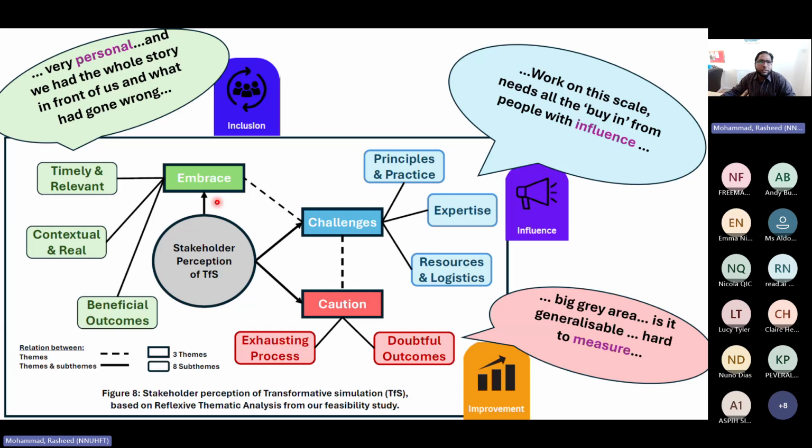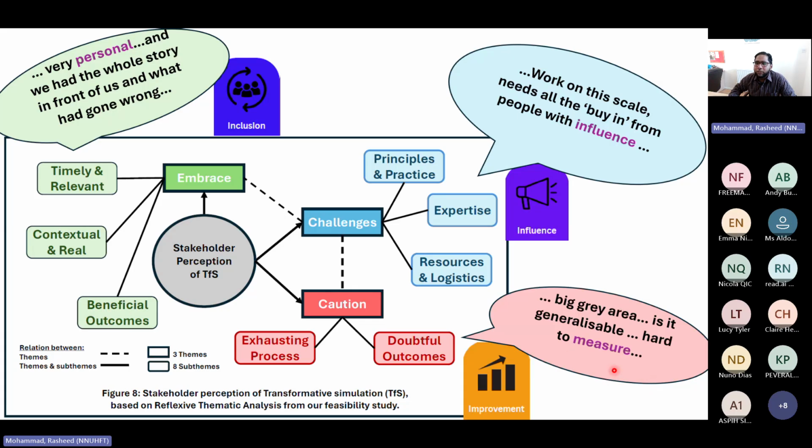And what we found is that they had just gone through, in the last year, these serious incidents, and they found the experience to be very personal. They found that the whole story was in front of them, and they could see what had gone wrong, looking at it retrospectively. Few of them realized that it was challenging, and that the buy-in has to be from people who have influence in the organization. And the people who were doubtful realized that it was so hard to measure.